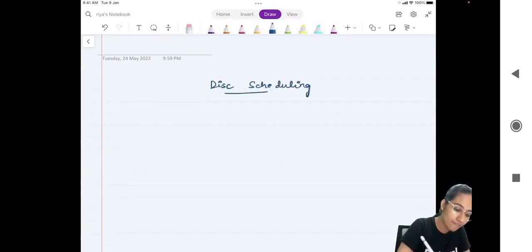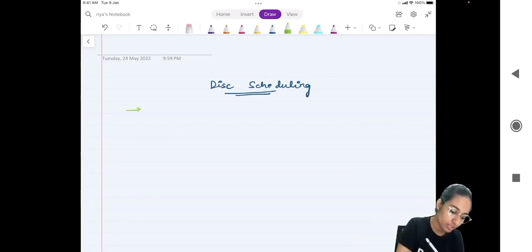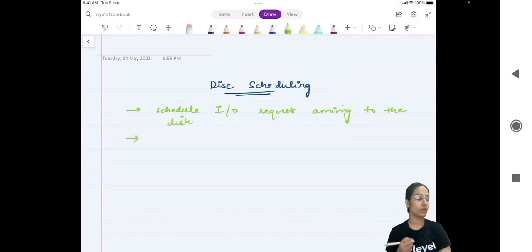The very idea is that disk scheduling is basically done by the operating system to schedule input output requests which are arriving to the disk. That is why disk scheduling is also known as input output scheduling.